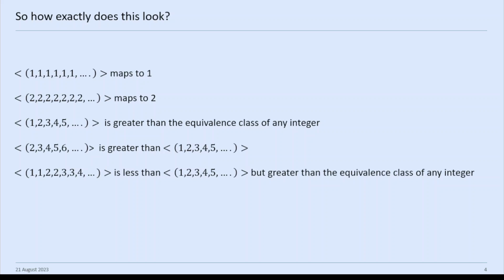And then 2, 3, 4, 5, 6 is bigger than 1, 2, 3, 4, 5. And 1, 1, 2, 2, 3, 3, 4, 4 is less than 1, 2, 3, 4, 5, and 1, 1, 1, 1, 1, 2, 2, 2 is less than 1, 1, 2, 2, 3, 3. And if we think about this for a bit, we can see how rich the structure is and how many options there are and how many kind of equivalence classes could be built.